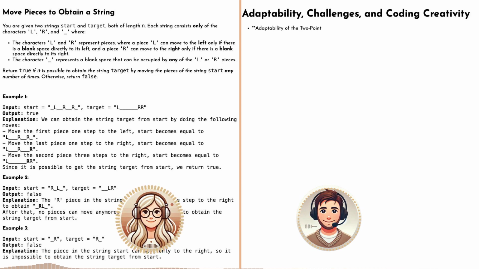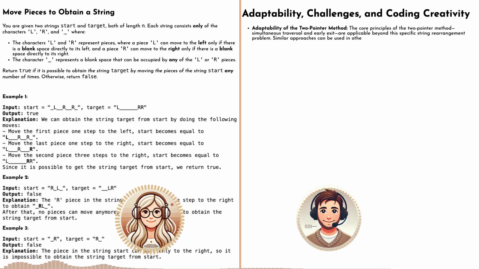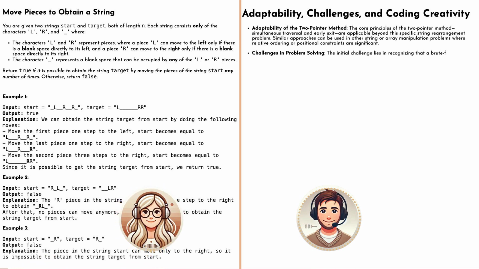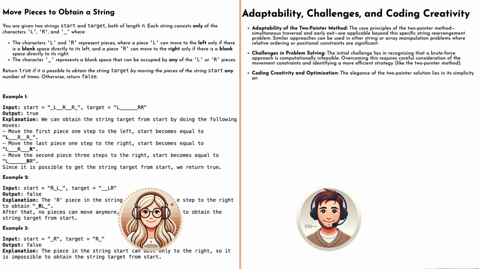Well, the real beauty of it is its adaptability. We've been talking about L's and R's, but it goes beyond that, right? Way beyond. This core idea, using two pointers to efficiently compare data, pops up everywhere. It's a tool with a lot of potential. Absolutely. So we got the mechanics, the pitfalls, the big picture. Anything else before we wrap up?